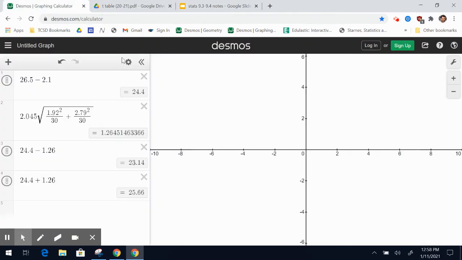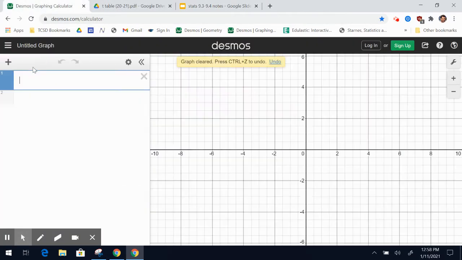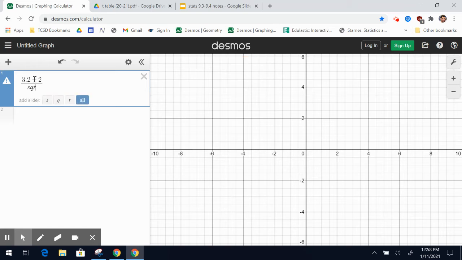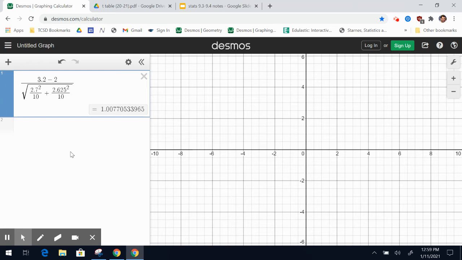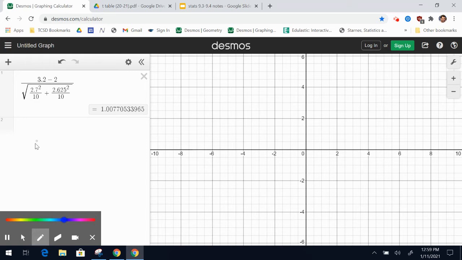All right, so let's go back here. Let's delete some of this. So I'm doing fraction 3.2 minus 2 over the square root of fraction 2.7 squared over 10 plus fraction 2.625 squared over 10. And there we go. 1.007. The 7 rounds to an 8. So your T value is 1.008.